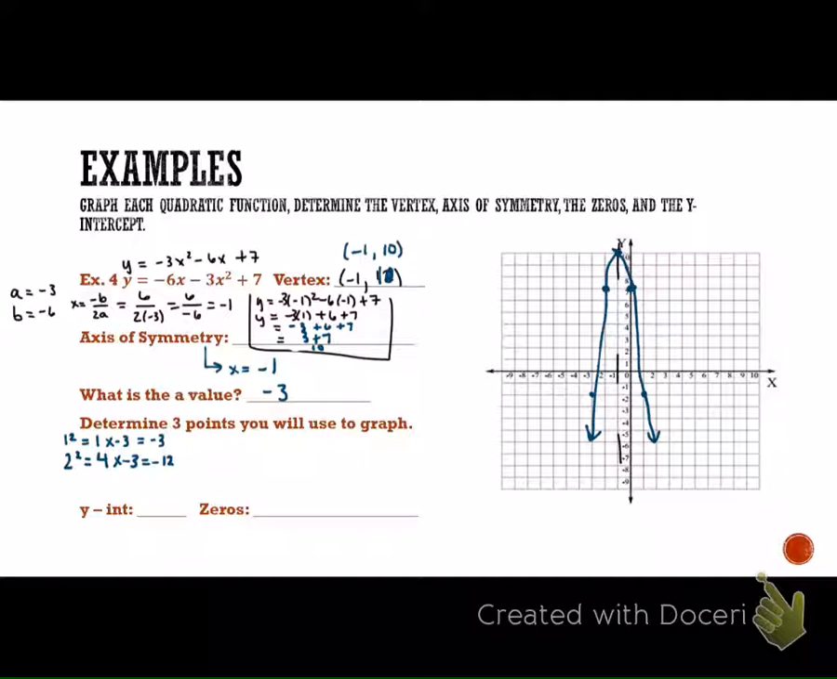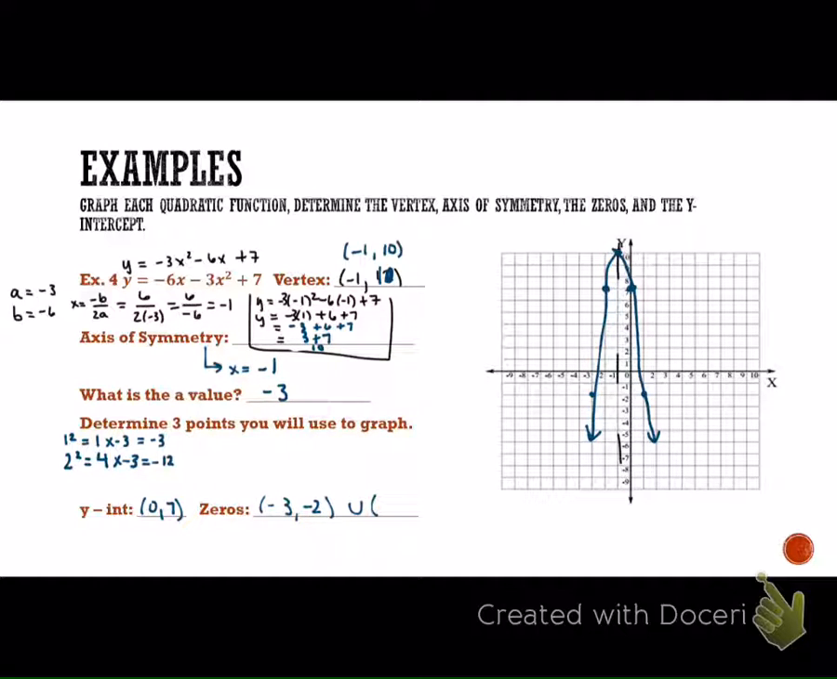Okay, Katie, what's my y-intercept? That's 0, 7. Where are my zeros between this time? What are we between? So negative 3 and negative 2 and what? Not 1 and 2, but 0 and 1. Very good.